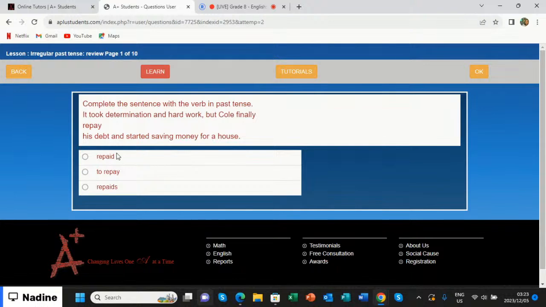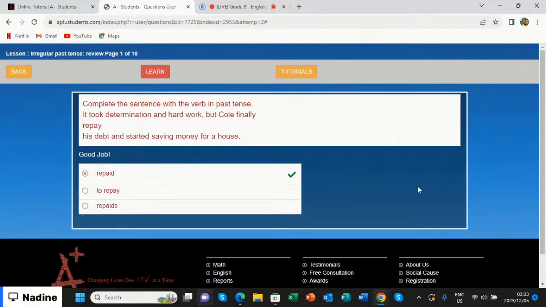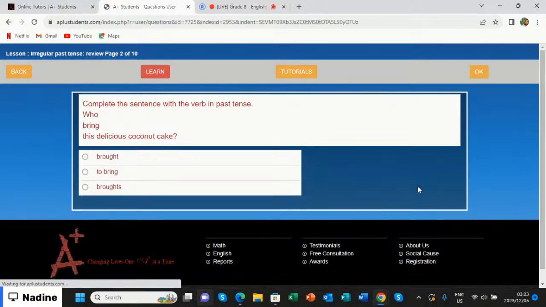All right, and if we choose the verb in the past tense of repay, to pay something now, we paid it, which means that if we repay something, we repaid it. Repaid. And the first option is correct. Repaid. No rule that we followed at all.